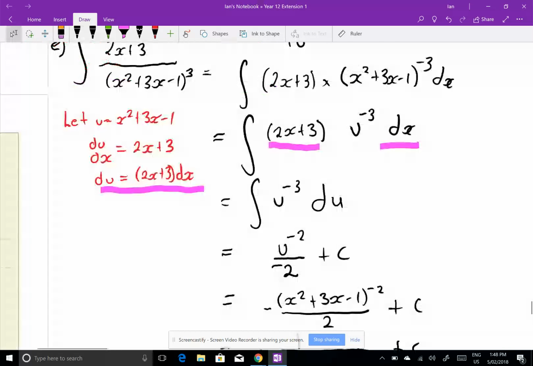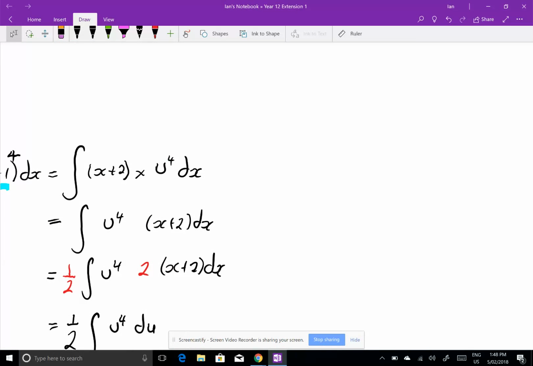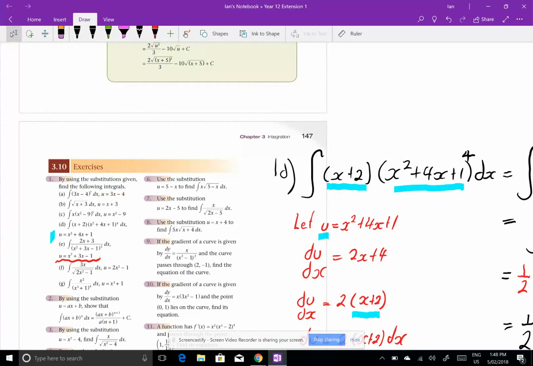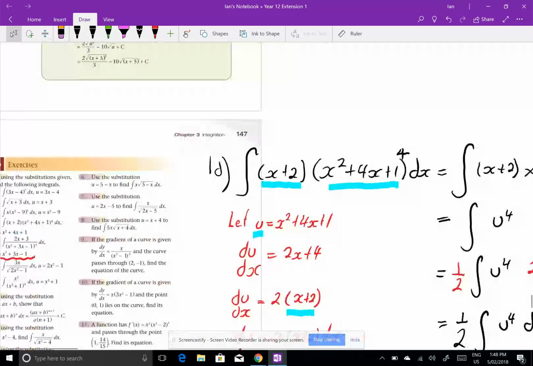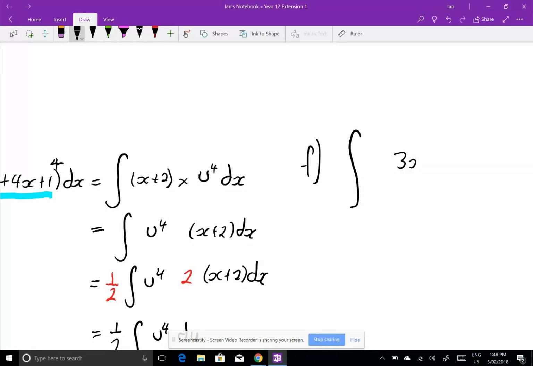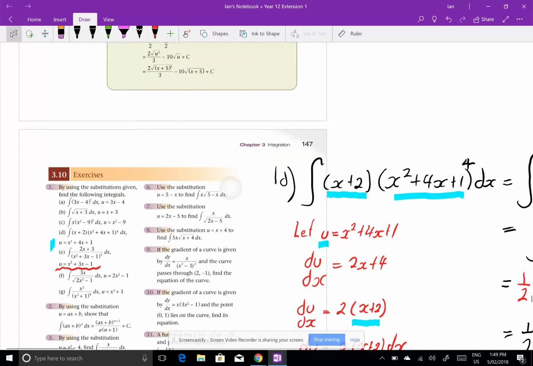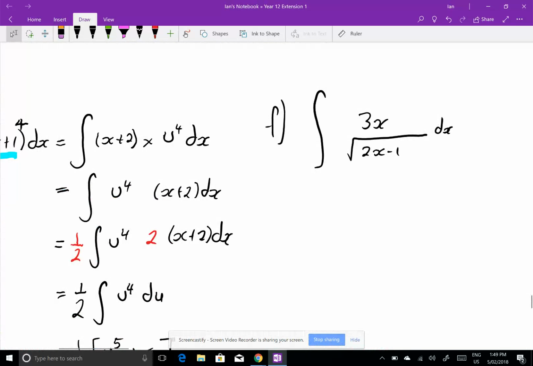Righto. Let's have a go at F. I'm going to do F over here. Let's have a look at what it is. 3x on the square root of 2x minus 1, dx. And they tell me to use the substitution 2x minus 1, squared. So I've got to let u equal 2x minus 1, squared. Now, I want you to go and have a go at it and then come back and see how you go with this. All right, so what I'm going to do, I differentiate, du dx gives me 4x.